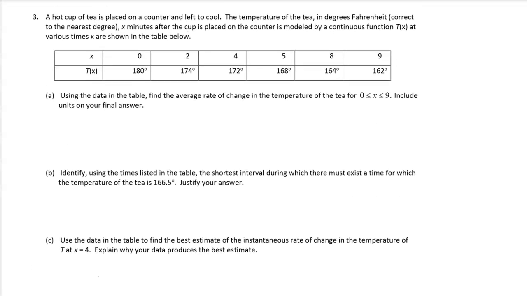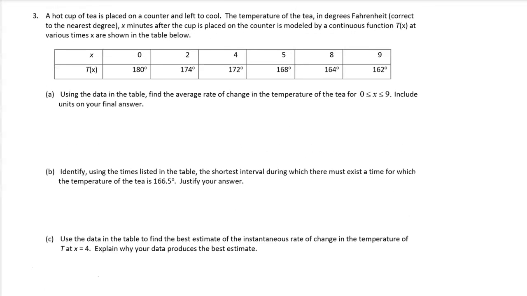And we have gotten through the first page. Let's look at the second page. I think we can get all this in here. We've got a cup of tea placed on the counter left to cool. And we have random temperature readings at certain minutes. At 0, it's starting off at 180, and then it cools after 2 minutes to 174, 172, and so on. I think it's safe to say this is a continuous function, that you don't jump over a temperature when you're cooling. It doesn't go right from 180 to 162 without passing every degree possible in between.